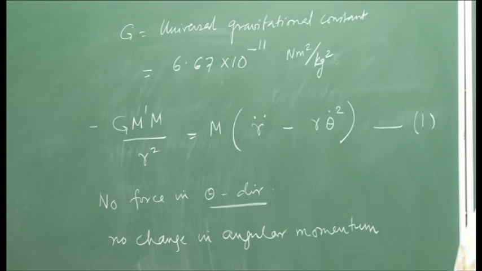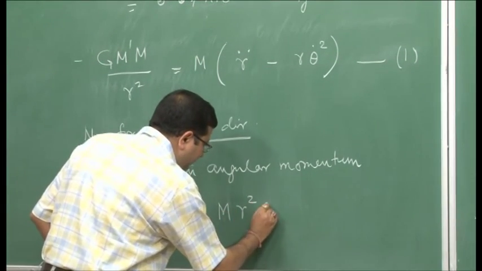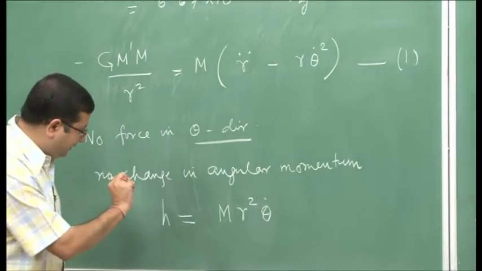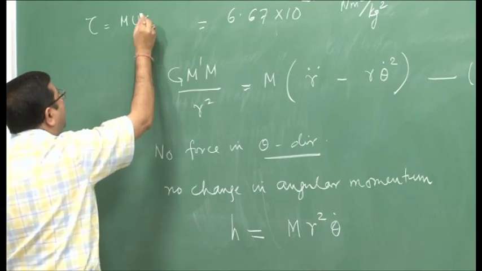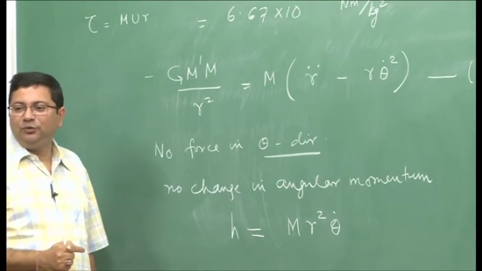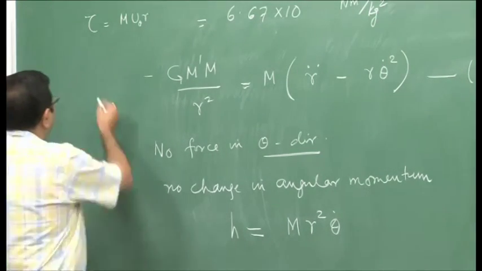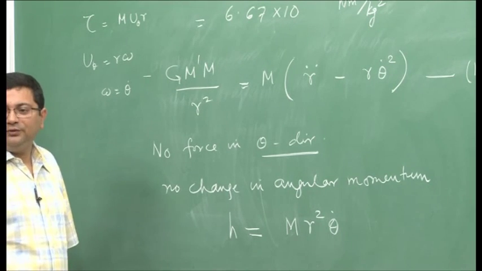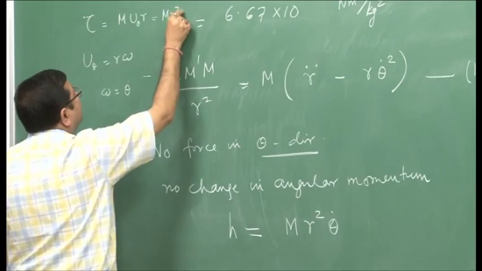First of all, let me get what is angular momentum. Angular momentum is given as mass times radius square times rotational speed theta dot, which is essentially omega. Let me write it as tau equal to mass times u times r, where u is the speed with which it is moving in the theta direction, or say u theta. And what is u theta? It is equal to r omega, and omega is nothing but theta dot, the rate of change of angle or rotational speed. Therefore, this becomes equal to m r square theta dot.